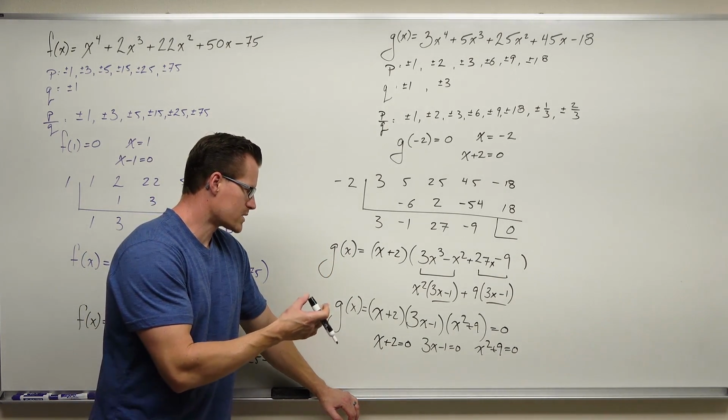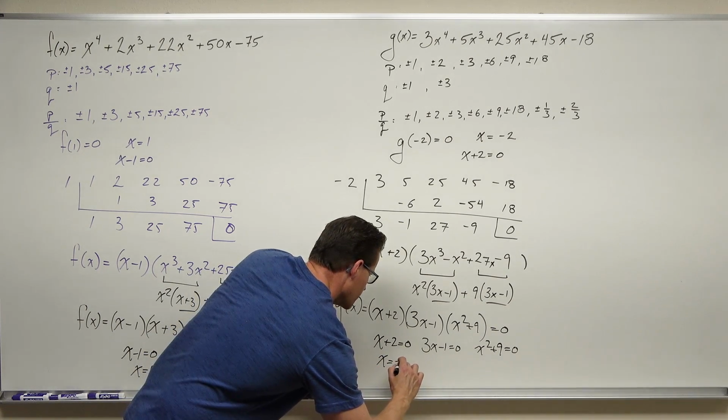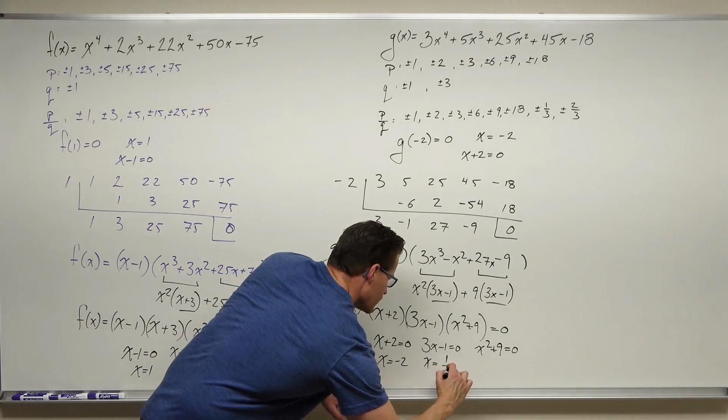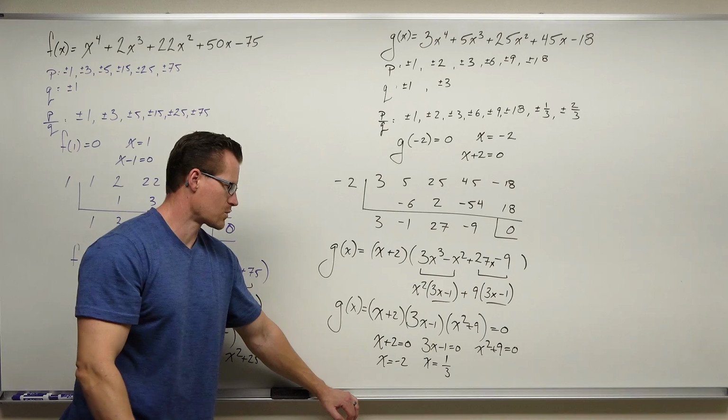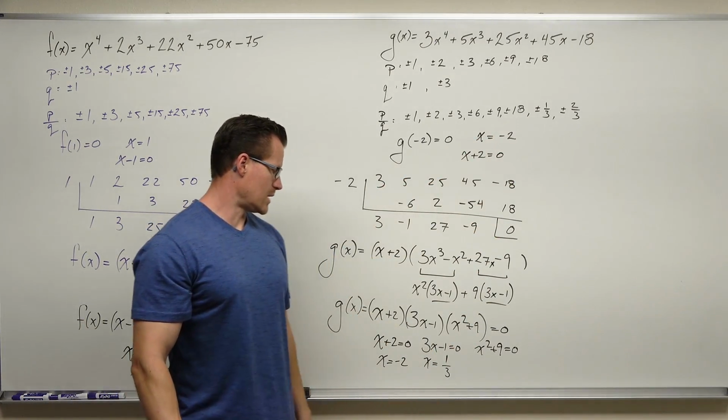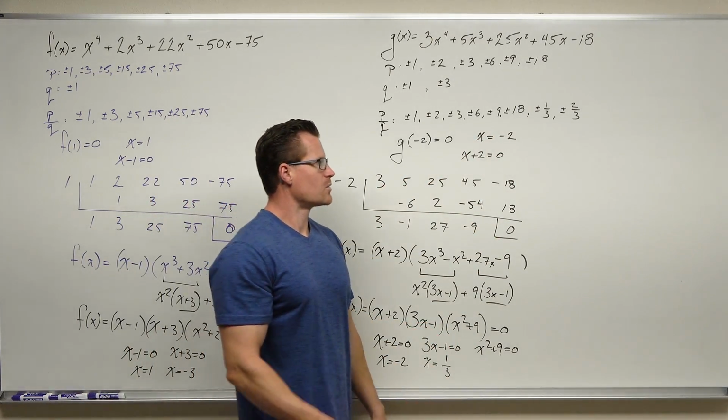So x plus 2 equals 0. That's x equals -2. And x equals +1/3. We add 1 divided by 3. That'd be way over there. Good thing we didn't have to find that one. And then x squared plus 9.